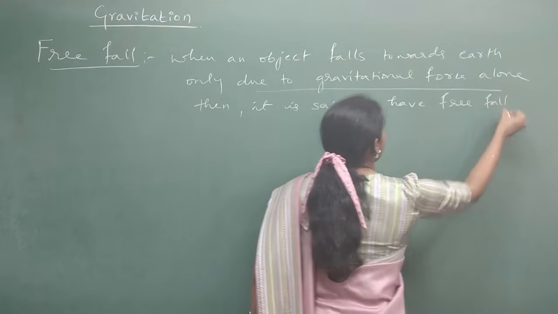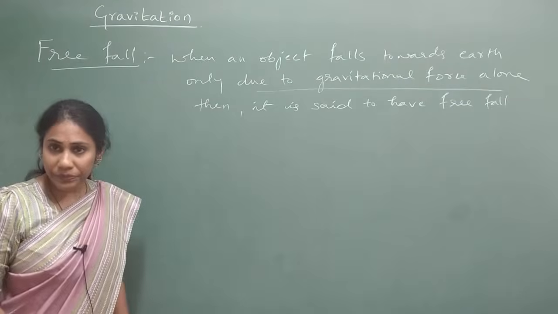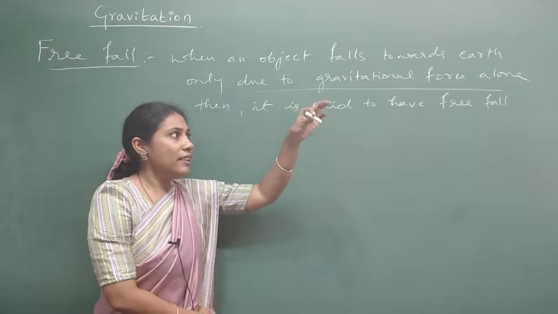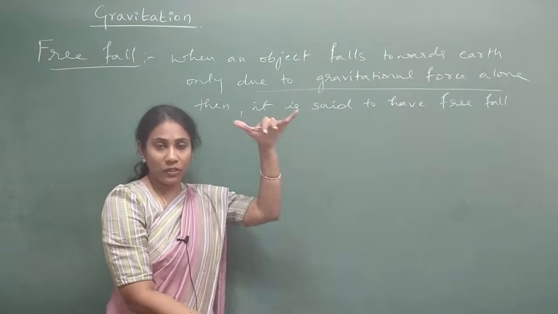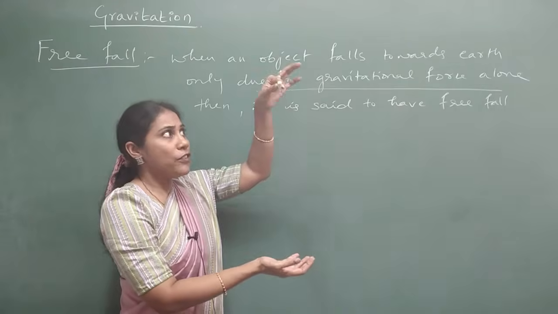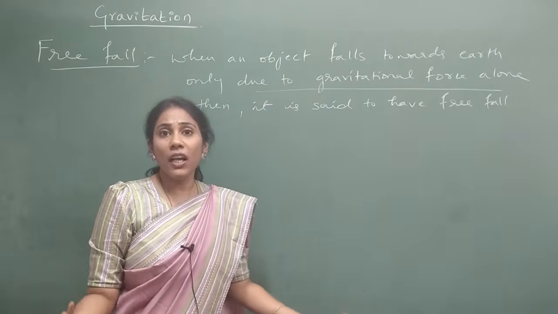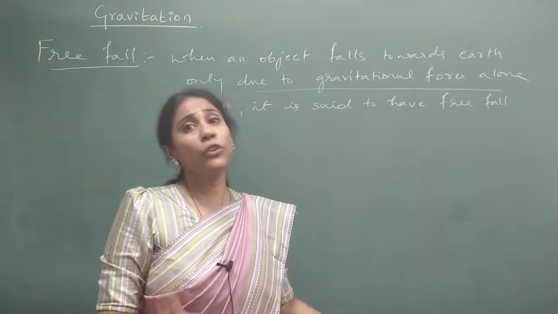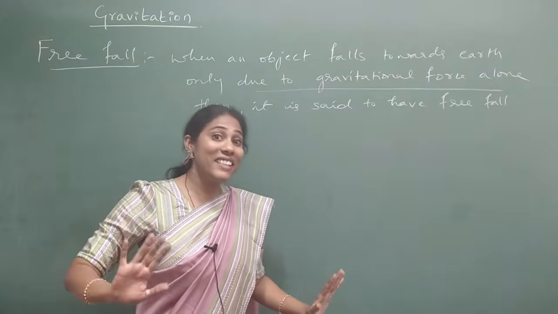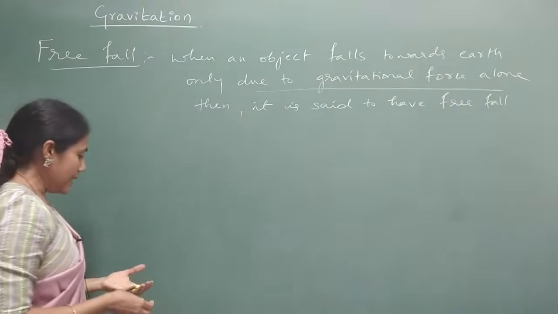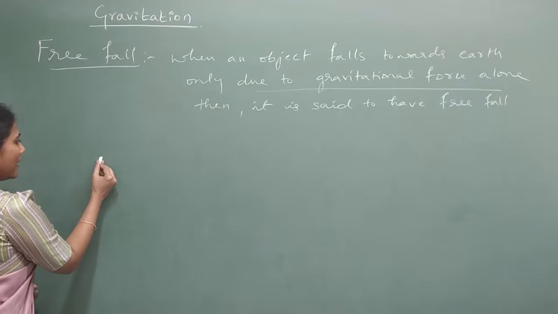See, for example, I have this chalk piece. I leave this chalk piece, and it goes down. Why? Because the earth is pulling it. So this fall of a chalk piece, if it happens only due to gravitational force, then such a fall of an object is called free fall. Let's understand this in a much better way.